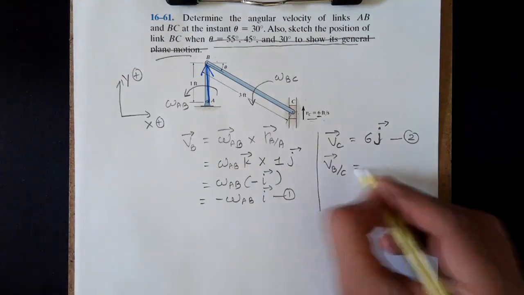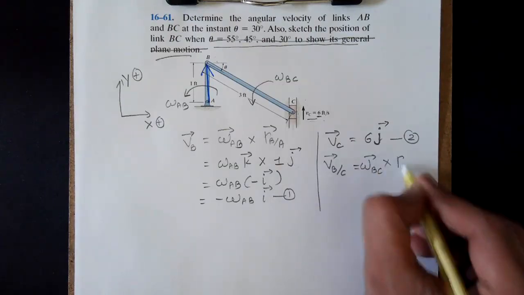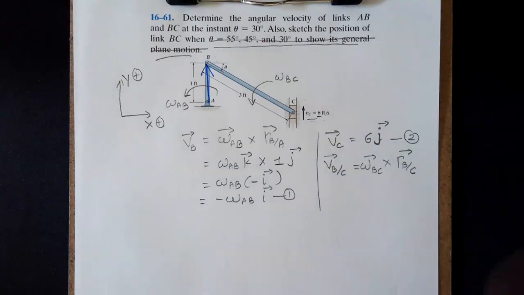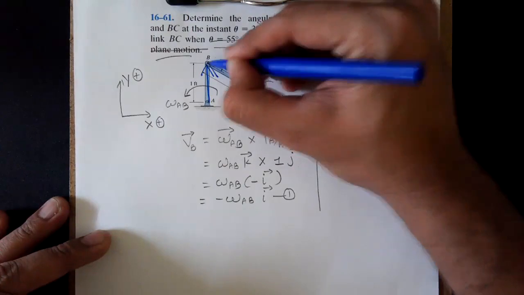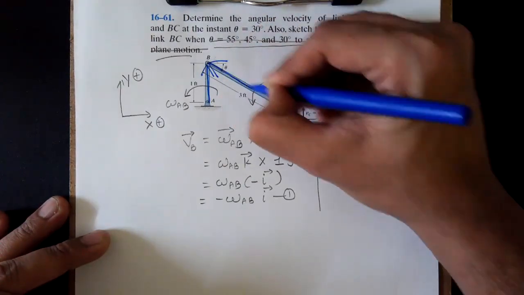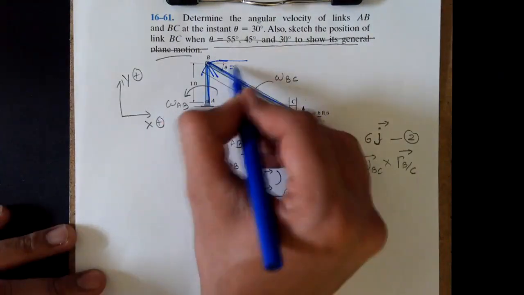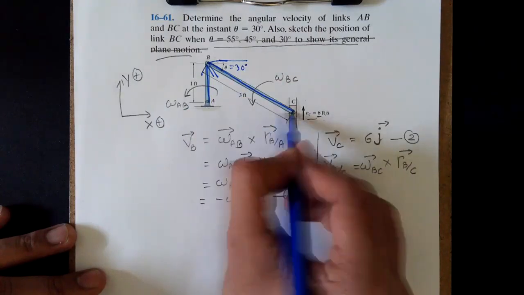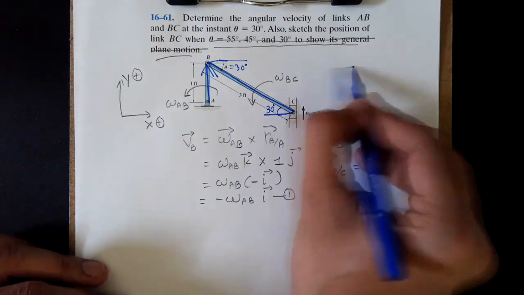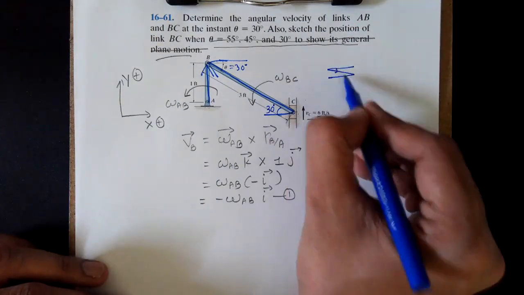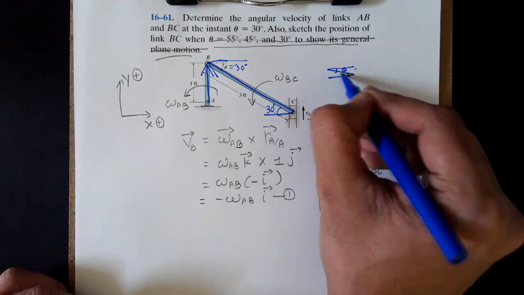And the next part is that at some point we need the velocity of B relative to C. So velocity of B relative to C is omega BC cross R B relative to C. And this vector is actually this line, with the arrow at B. Now we know this angle is 30 degrees, so this angle is also 30 degrees. Remember that between two parallel lines, these angles are the same. So if this angle is theta, then this angle is also theta.